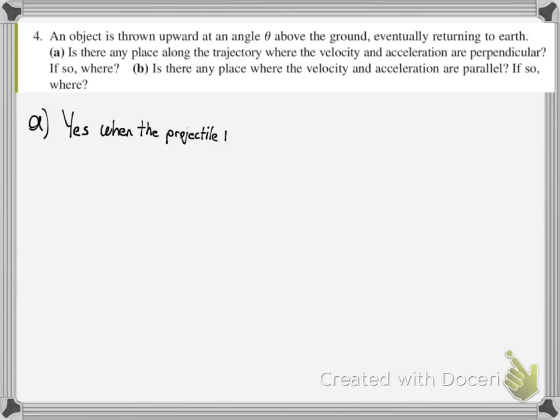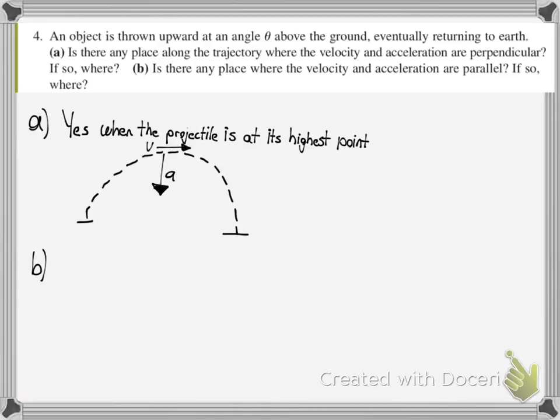When the projectile is at its highest point. At its highest point, as you can see here, since there is no velocity in the y, the velocity will have to point along the x-axis. And since the acceleration is always negative 9.81 in the y, and there is no acceleration in the x, it will have to be pointing downward. As you can see here, those two are perpendicular. And for part B, there is no place where the acceleration and the velocity will be parallel.